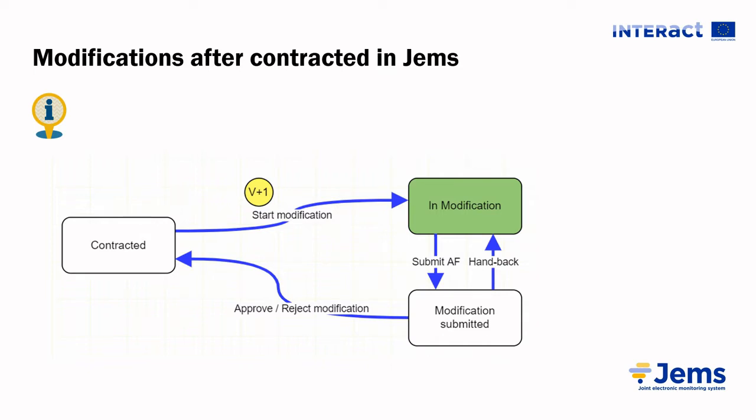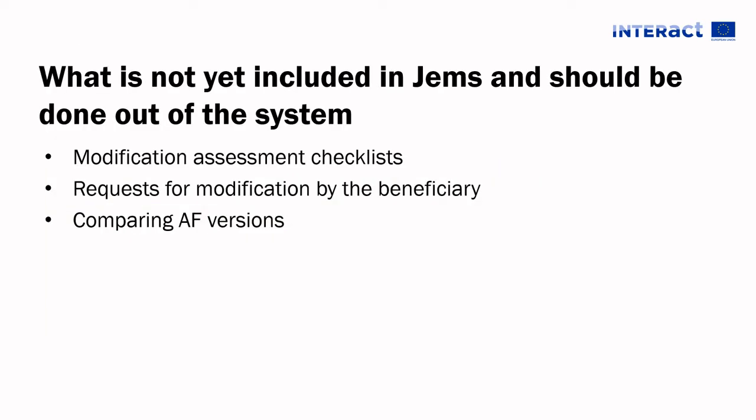So what is then not included regarding the modification procedure in Jems? Assessment checklists are not included because the checklist generator is not ready yet in Jems. This should come in the 5th and 6th release. But potentially, modification assessment should for now be done through an upload in the system. Request for modification by the beneficiary, so the first step, should also be done out of the system. This has not been included yet.